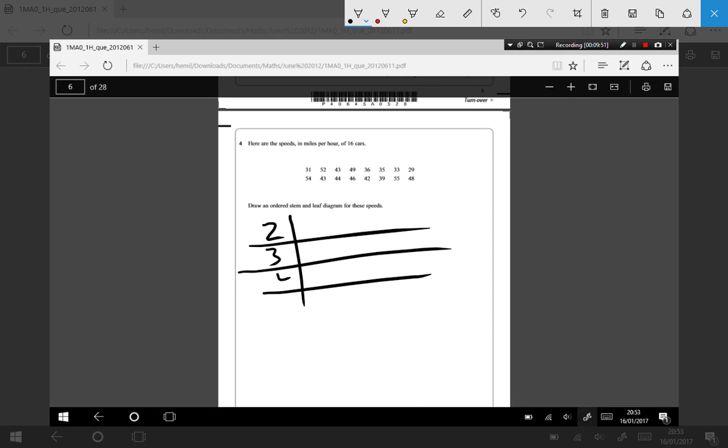So 2, 3, 4, 5. So 29. Let me do this again. So there's a 9 there. Let's just do it from here. 3 and 1, 5 and 2, 4 and 3, 4 and 9, 3 and 6, 3 and 5, 3 and 3, 5 and 4, 4 and 3, 4 and 4, 4 and 6, 4 and 2, 3 and 9, 5 and 5, and 4 and 8. So as you can see, let me count this. 1, 2, 3, 4, 5, 6, 7, 8, 9, 10, 11, 12, 13, 14, 15, 16. As you can see, now it's right. It seems that I missed out a few values last time.